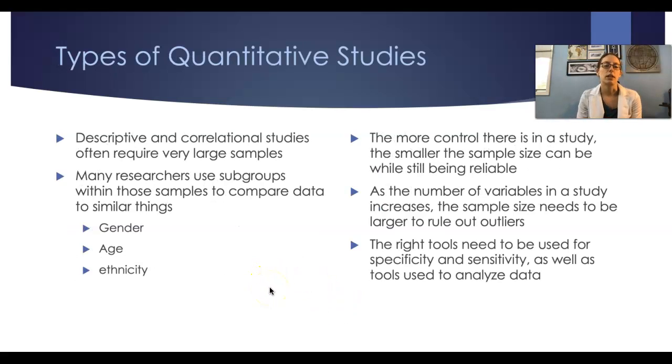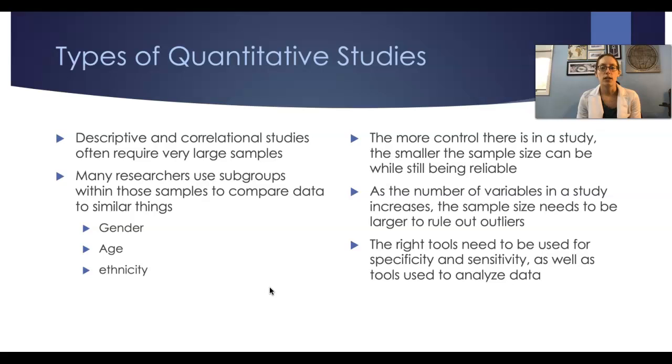We also have some quantitative studies, so that's descriptive and correlation studies that often require very large samples. Many researchers use subgroups within those to compare data to similar things. So they may have all of the data available, but then they'll divide it into subgroups to see if there are differences between them. For example, if I asked men and women what their favorite activity is on downtime, I would want to know the difference between men and women. Maybe I'd want to know the difference between children versus teenagers versus young adults versus middle-aged adults. So we could decide if there's a correlation between one group versus another group when they were all asked the same question.